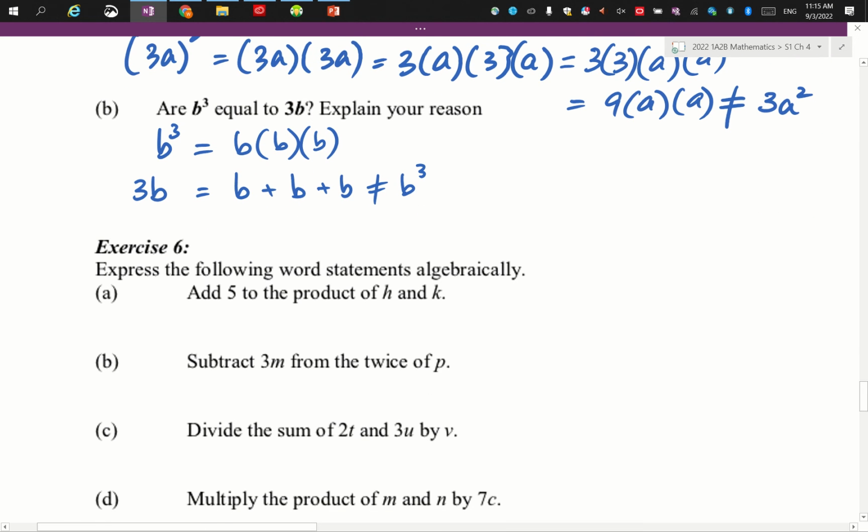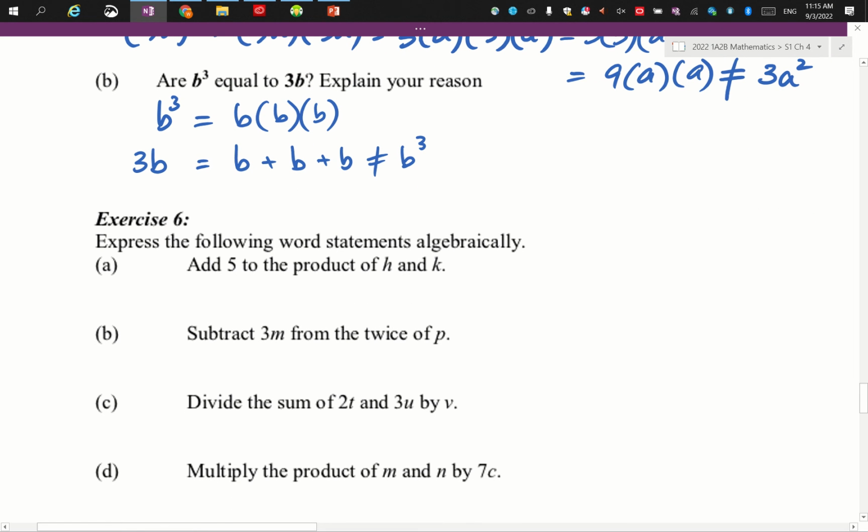Okay, so moving on to exercise 6 now. Express the following word statements algebraically. So meaning translate English to mathematics. Add 5. So add is plus, right? They're asking you to plus 5 to something. That's the first two words. Add 5. So plus 5, something plus 5. What plus 5?